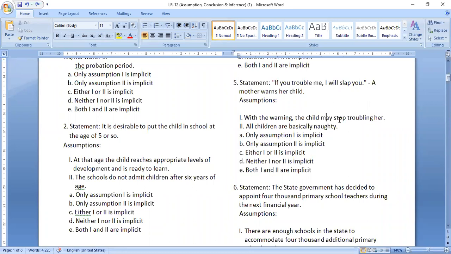Okay. So all children are basically naughty. No, we can't infer that, right? Because it's just this particular child.